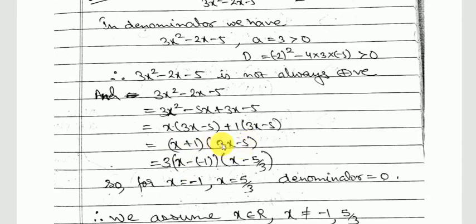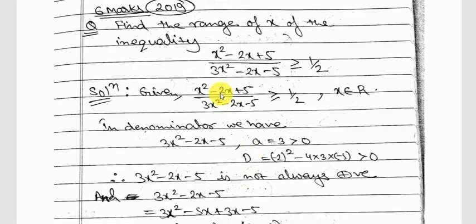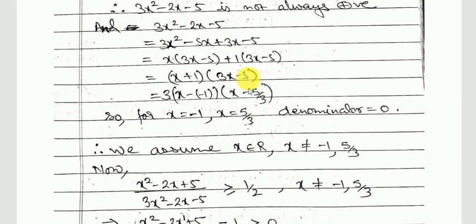So what you do, this 3 is over here, take it out as common, so you get 3 into x. I told you if it's plus then you have to write in minus, so 3 then x minus minus 1 into x minus 5 by 3. So you can see that if value of x is minus 1 or if the value of x is 5 by 3, okay, for these two values, for minus 1 and 5 by 3, your denominator will be 0, yes. So we will assume that for this expression, x is a real number, but x is not minus 1 and x is not 5 by 3.